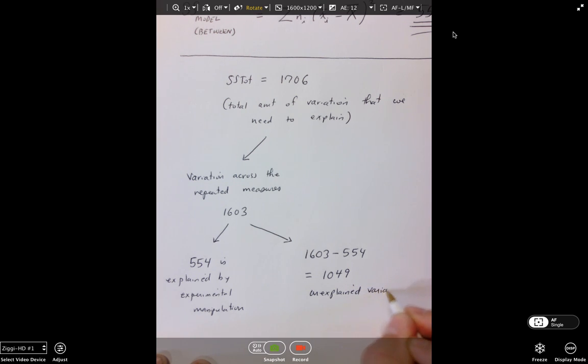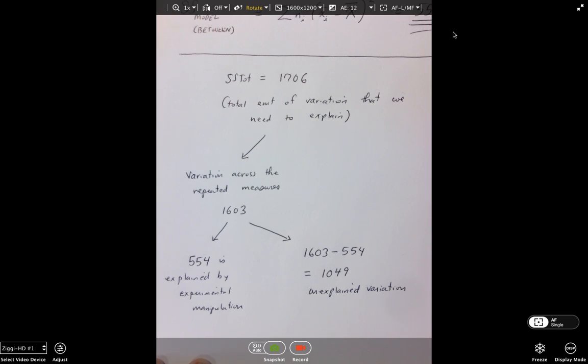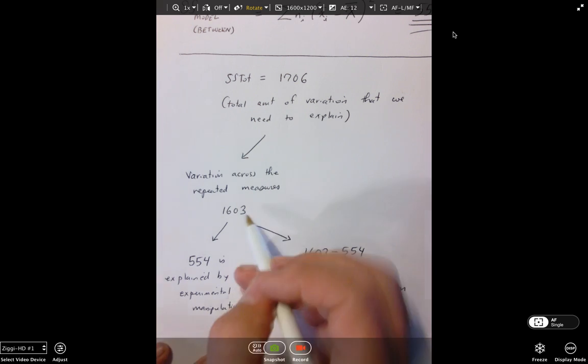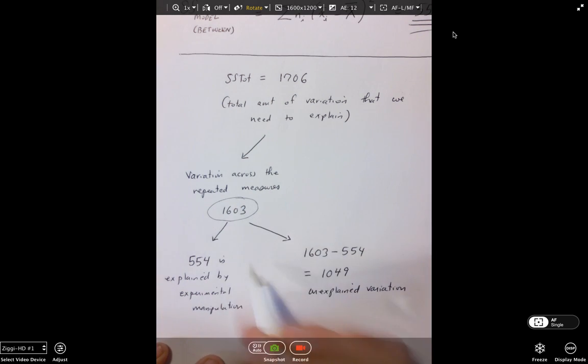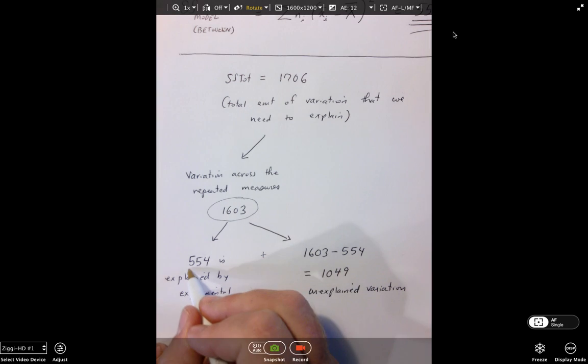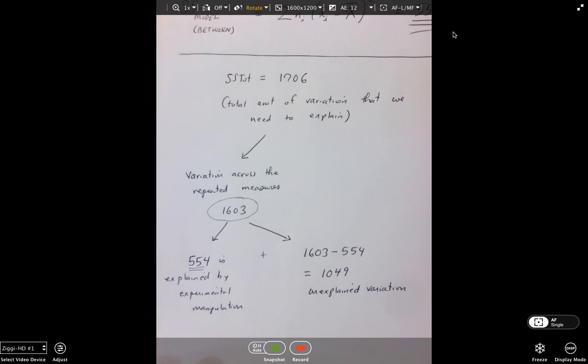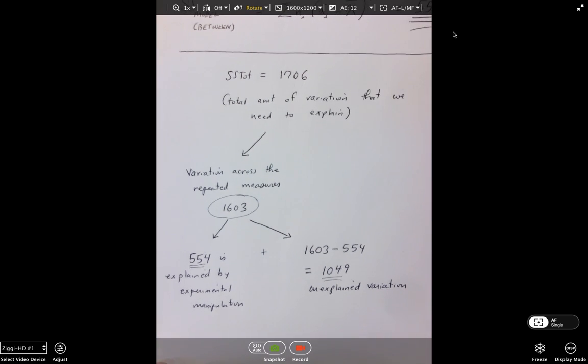So in the previous video, I tried to talk about how some of the variance across the repeated measures can be seen as the sum of two parts. When we're doing repeated measures, there's that extra component that we can explain through the experimental manipulation. But in this case, there's still quite a bit, 1049, that goes unexplained. Our ratio is going to be a little over 1 or 2. I don't know, this is going to be a close one. I don't know whether we're going to get statistical significance or not.